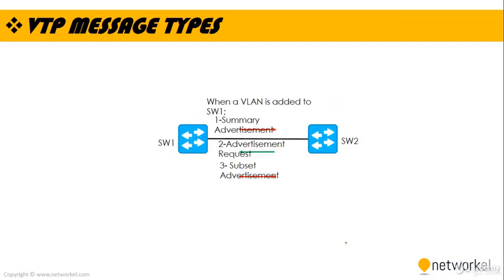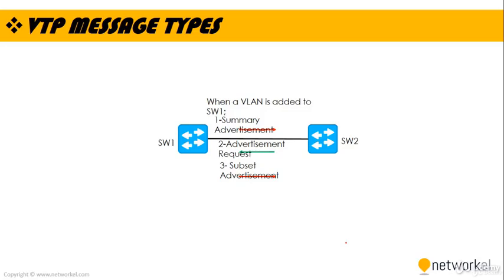Let's go ahead with the VTP message types. We have 3 VTP message types: summary advertisement, advertisement request, and subset advertisement. Summary advertisement is sent by the VTP server in 5-minute intervals to its adjacent switch and includes the VTP domain name and the configuration revision number. Advertisement request is sent if a summary advertisement includes a higher configuration number than the current value, and subset advertisement holds the VLAN information.